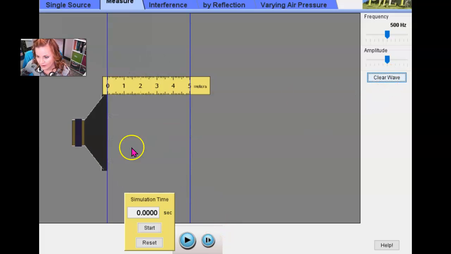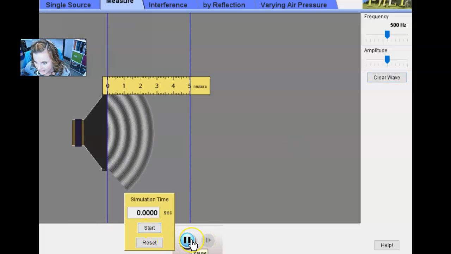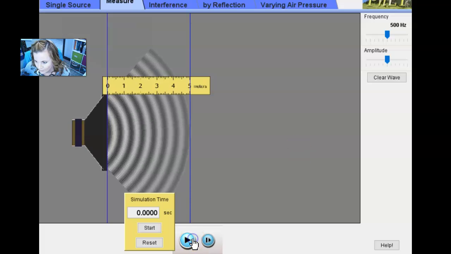So I can clear that wave and start over. Again, I can play it and try to pause it the second it reaches there. Pretty good that time. So again, 1, 2, 3, 4. Kind of makes my eyeballs buggy.